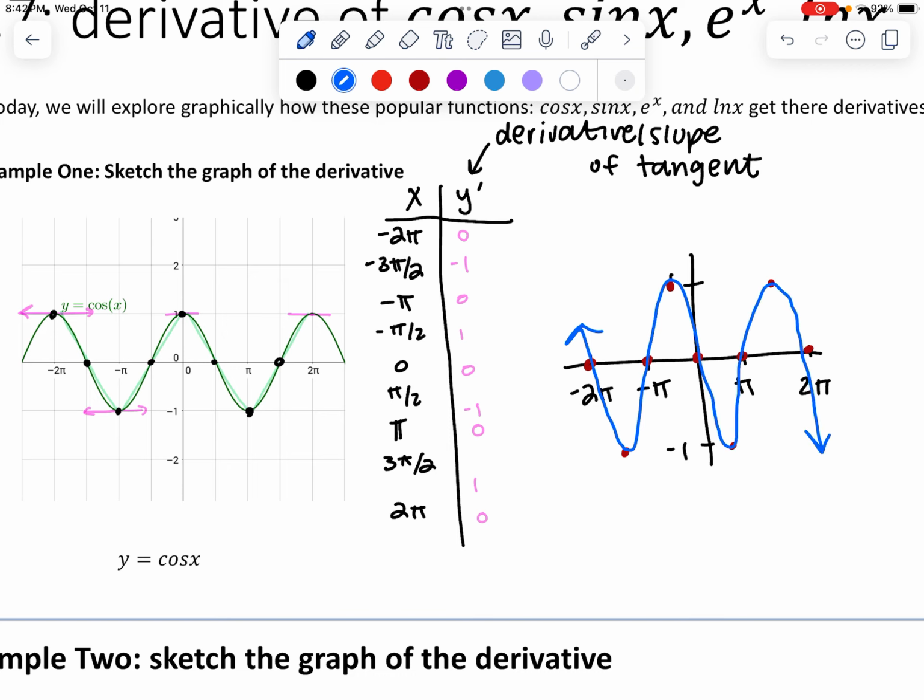And I know that you might not have the greatest knowledge of trig, but what this function right here is, it is the sine curve flipped. So this is actually y equals negative sine of x. And so that's how mathematicians figured out what the derivative of cosine is. They just found the slope of the tangent at a bunch of different points, and then they figured out that that mimicked the negative sine curve perfectly.